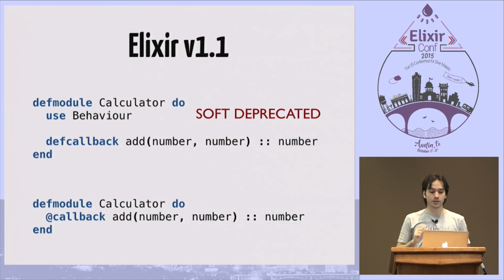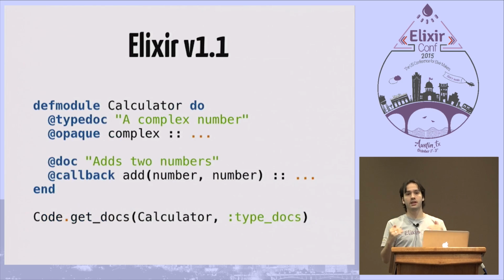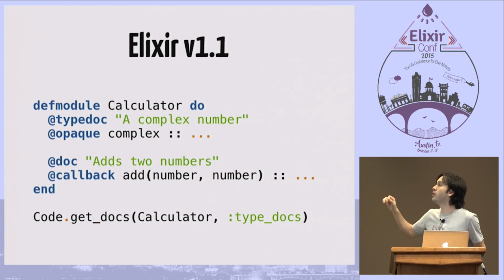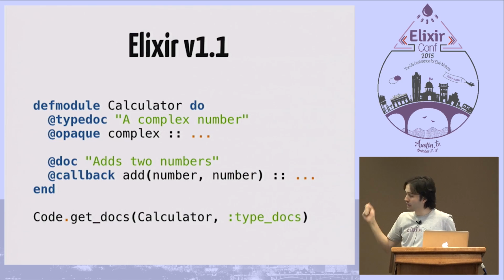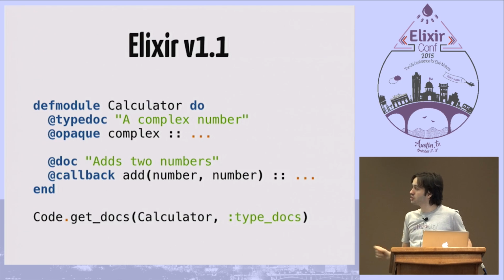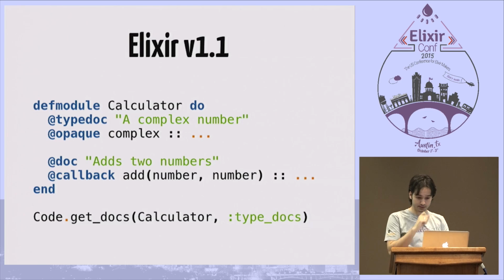We also took the opportunity, when we were working with the callbacks and the docs, to unify how documentation is written in Elixir and how to access it. I like to say that documentation in Elixir is first class, right? So now you can document types, you can document callbacks, as you can document functions, and you can document modules, and everything was unified behind a function called Code.getDocs, which is great.